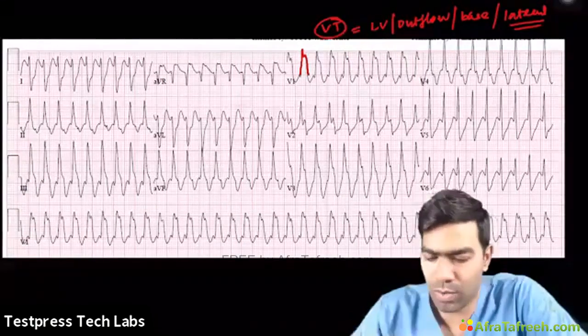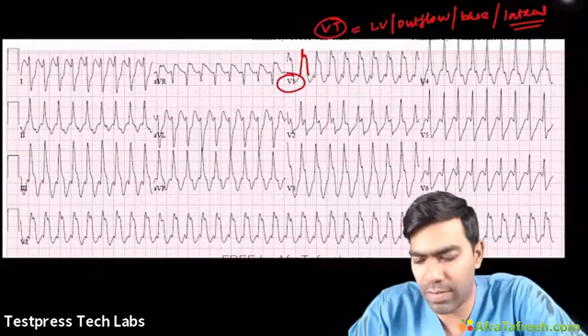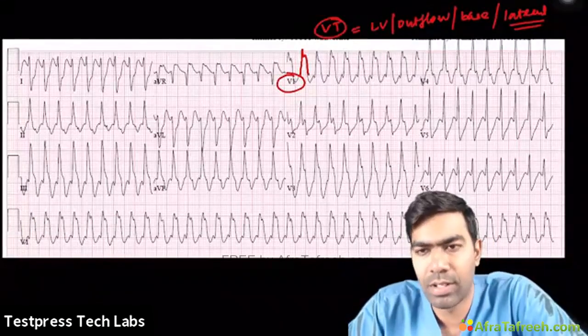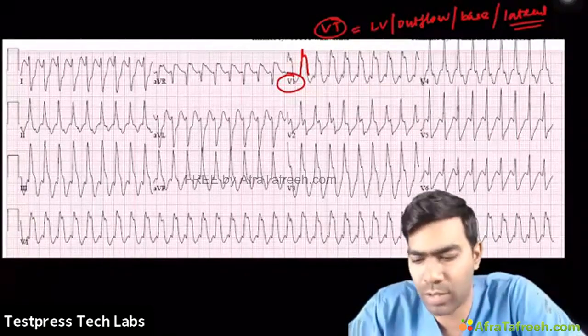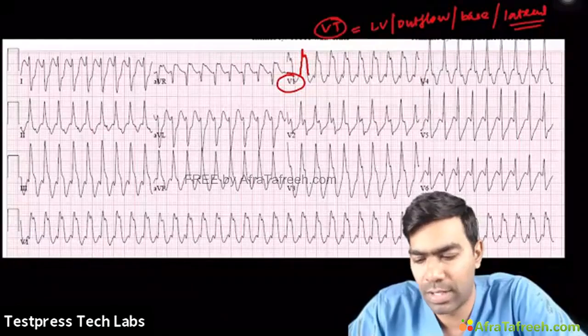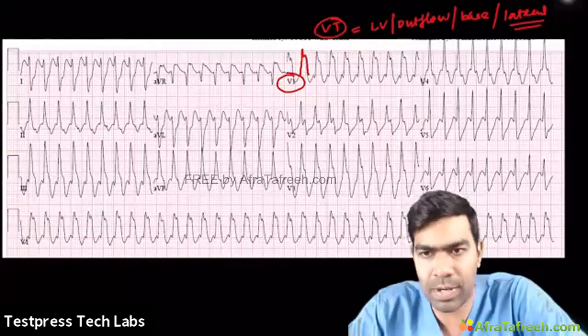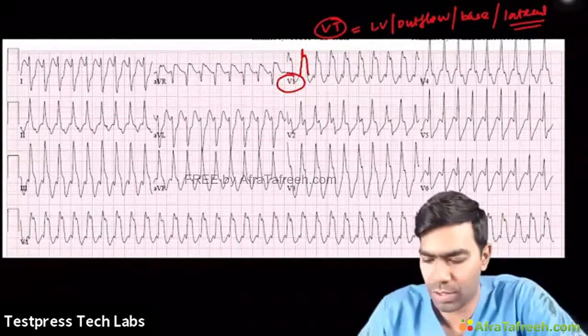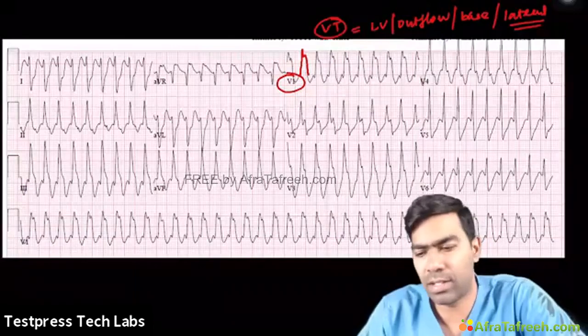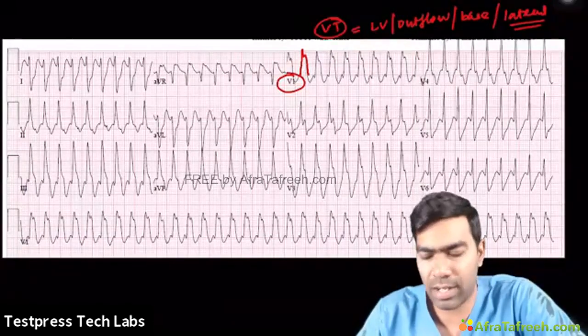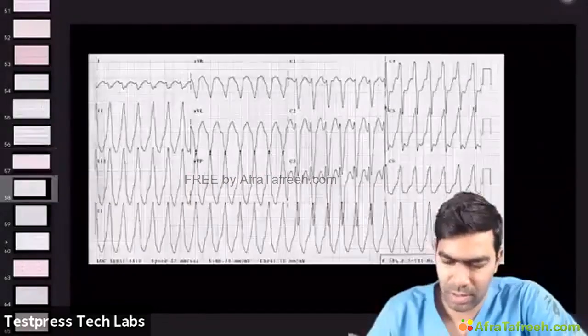In which lead to look for rabbit ear? Only V1. V1 is the only lead where you have to look for rabbit ear. I mean, V1 is the place where you see whether it's an RBB pattern or an LBB pattern. So that is the place where you have to look for the rabbit ear pattern, if you have any confusion. So this is definitely an LV outflow tract basal and it's coming from the lateral area. Fine. What is this one?